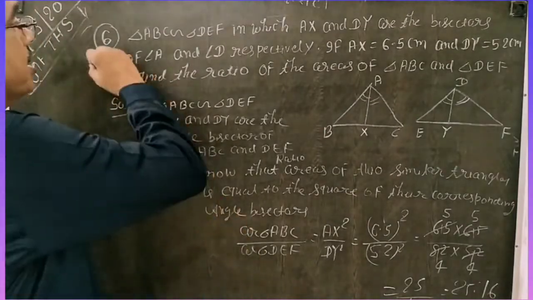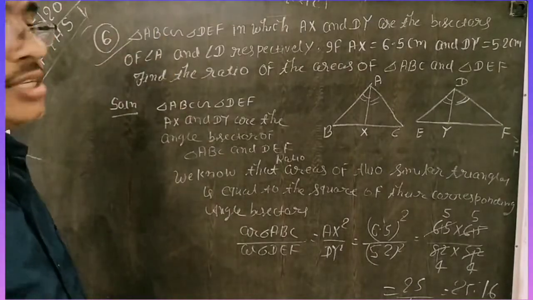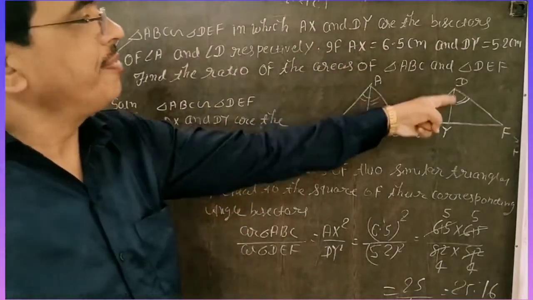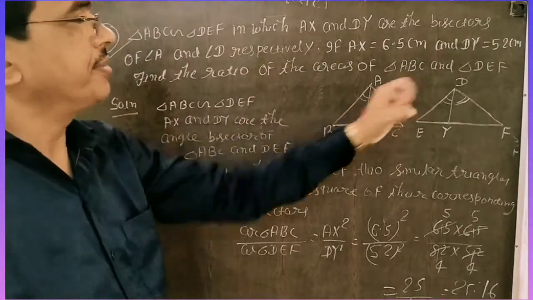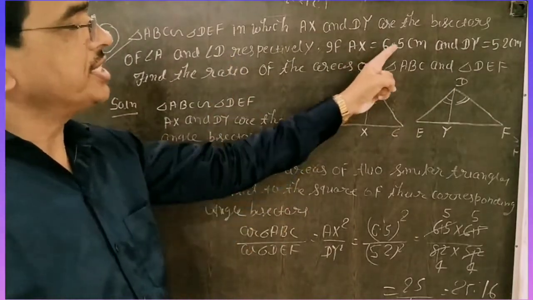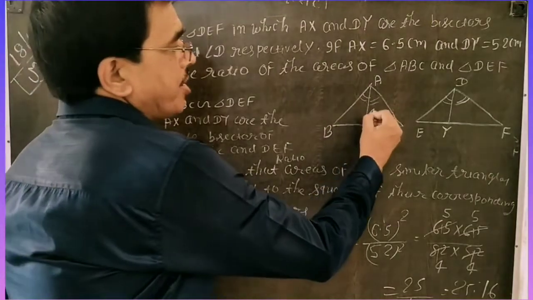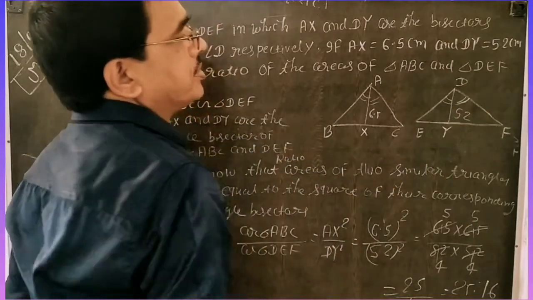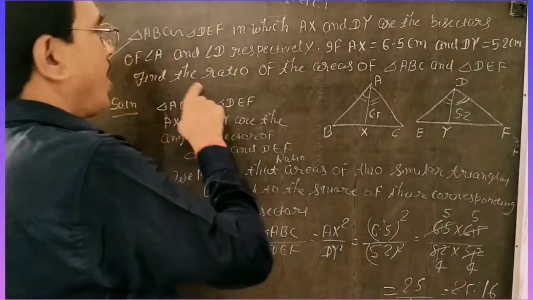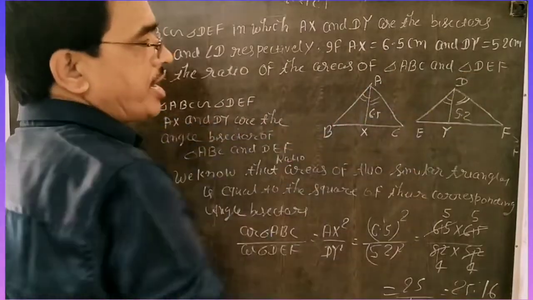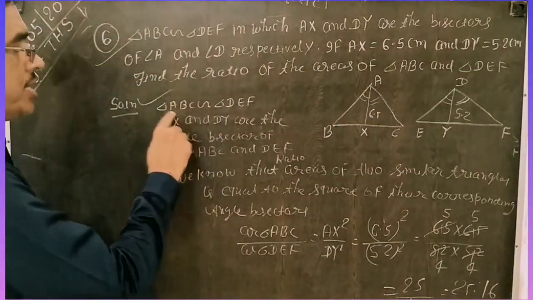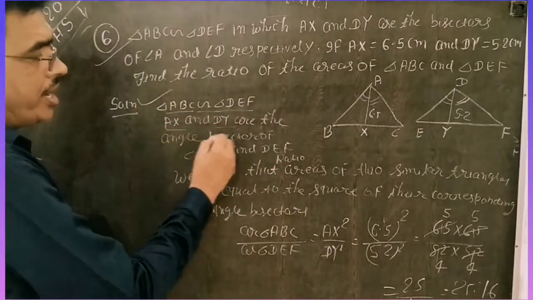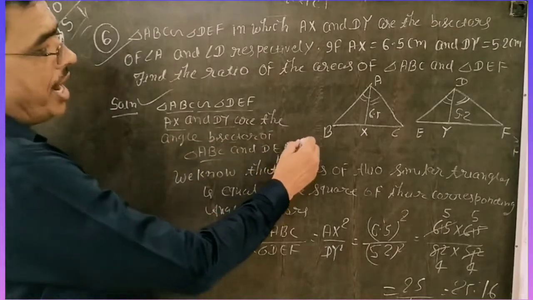Question number 6. This question is related to angle bisector. Here it is given ABC similar to DEF, in which AX and DY are the bisectors of angle A and D respectively. If AX is equal to 6.5, this AX is given 6.5 cm, and DY is 5.2 cm, then find the ratio of areas of triangle ABC and triangle DEF. First, triangle ABC, let us solve. Triangle ABC is similar to DEF. It is given. And AX and DY are the angle bisectors of triangle ABC and DEF at A and D respectively.